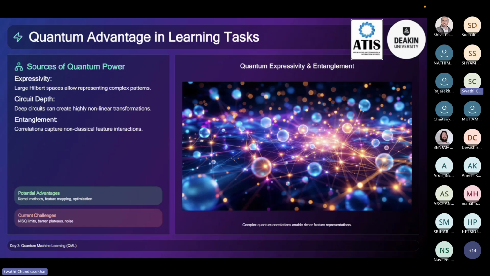And then entanglement. Entanglement creates correlations between qubits that have no classical analog. In data science language, it's a very natural way of modeling strong non-classical dependencies between features. For example, in quantum chemistry, electrons in a molecule are fundamentally entangled. Classical models struggle to capture that exactly. Quantum models built from qubits can naturally mirror the entanglement structure of the real molecules.